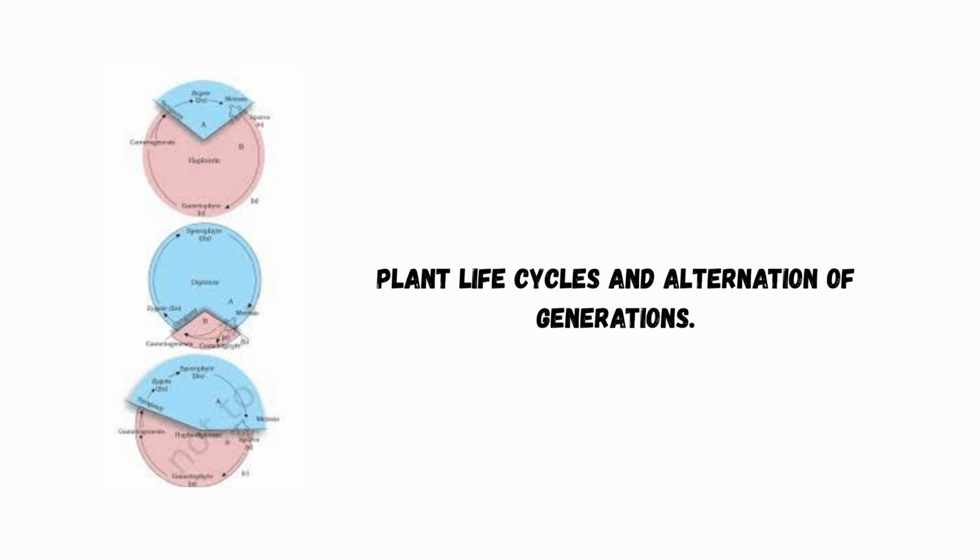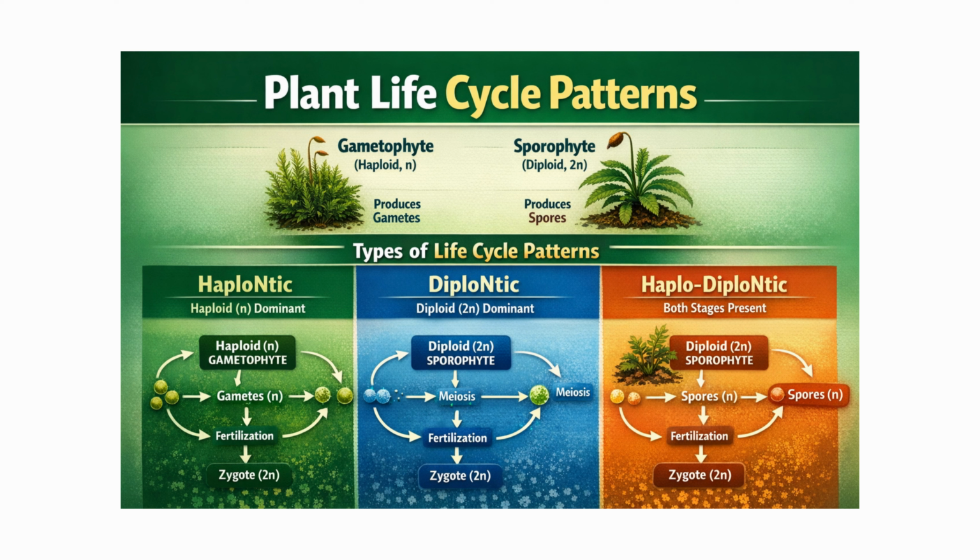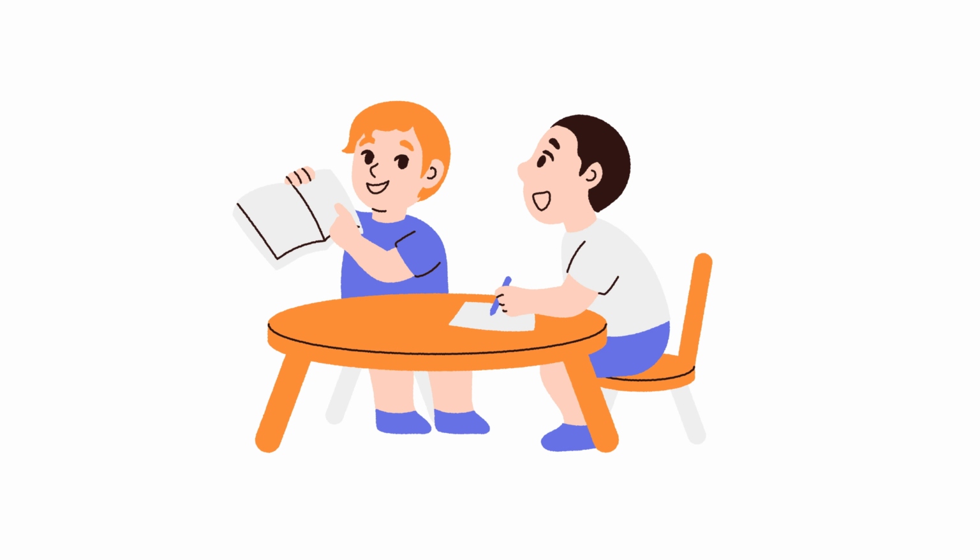In today's video, we are going to understand an extremely important concept in plant biology: plant life cycles and alternation of generations. This topic is very important for exams because it explains how plants alternate between haploid and diploid stages during reproduction. We'll clearly understand what is meant by gametophyte, sporophyte, and the three types of life cycle patterns: haplontic, diplontic, and haplodiplontic. Let us begin step by step in a very simple way.